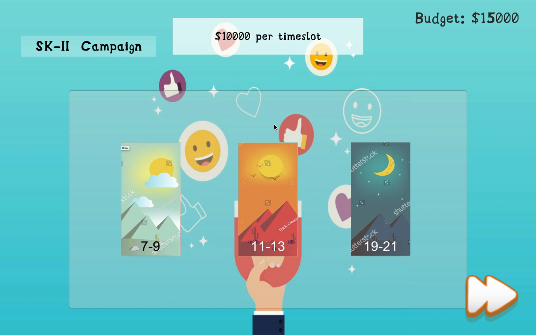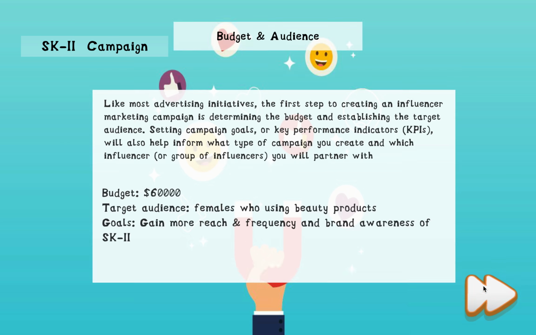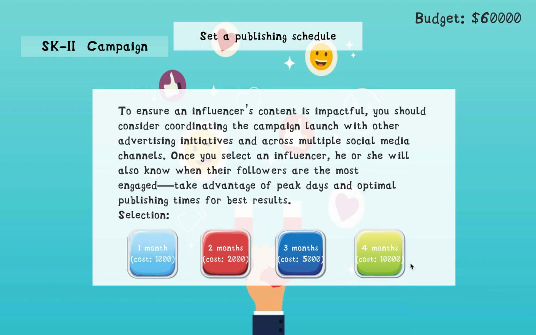According to our research, in Hong Kong, if you post a video or some information at night, your reach and frequency can be increased. This will affect your score. So we select and post it at night. And finally, we will show the results: brand awareness, reach, and frequency. You can play the next round and try to see the differences in the score.